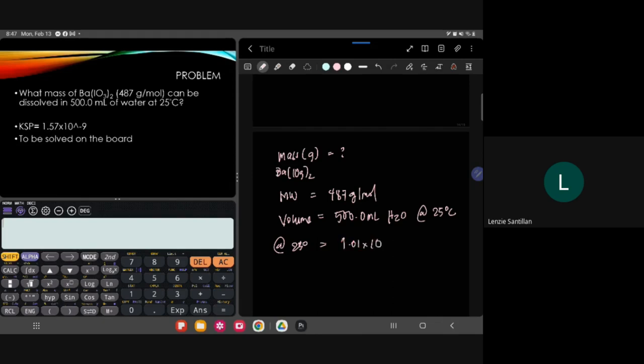I just list kung ano yung pwede kong mailista. Ganun kayo mag-solve, guys, ha? Ilista nyo kung ano yung mga dideduct nyo from the problem itself. Okay, and our KSP given is 1.57 times 10 raised to negative 9.